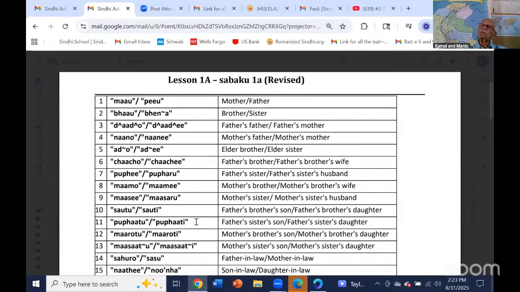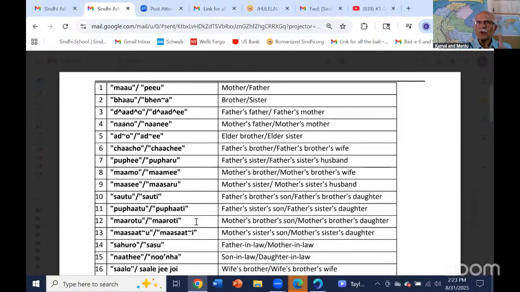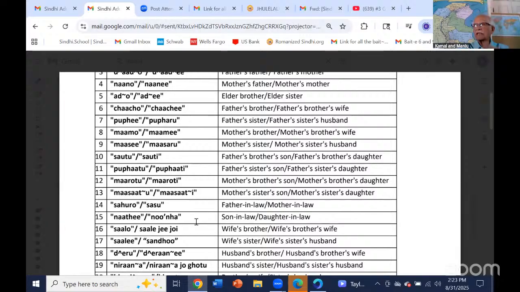Same principle applies, plural, singular. I'm sure you are getting too much to absorb, but remember this table is in front of you. All relationships are right here. Let me go through a few more.